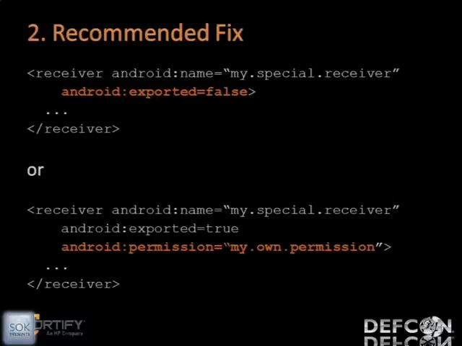So our recommended fix for this problem is to use the exported flag when declaring components and explicitly make the component public or private. Even if you don't need to, always make it explicitly stated, and make it private whenever possible. If the component is supposed to be a public component, then consider limiting the interface by requiring that the sender has a permission. In the second example, you can see that even though the exported flag is true, it also has a permission. So it's limiting the types of intents that can be sent to this component. In any case, make sure that public components aren't performing any sensitive operations.